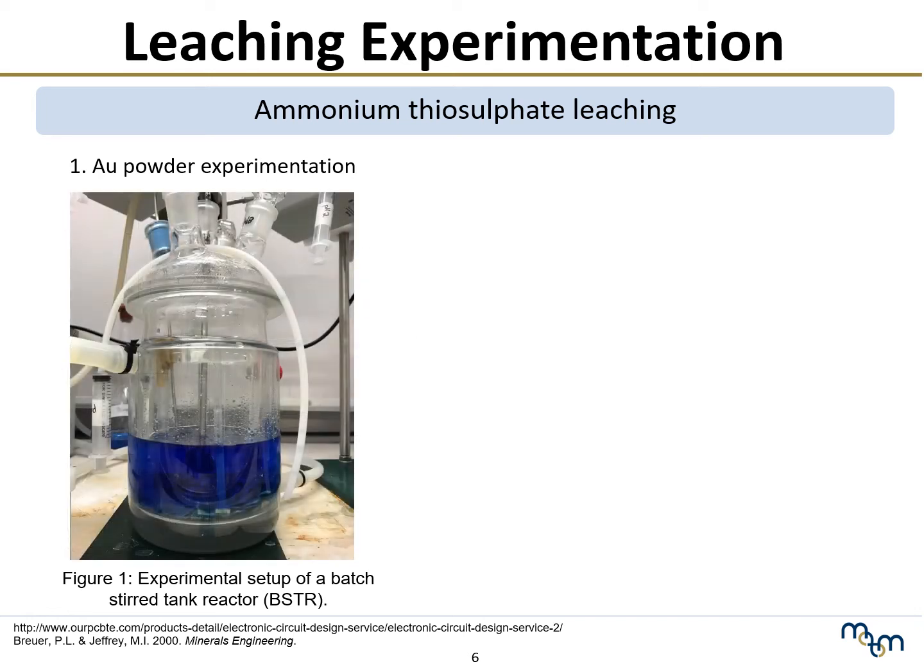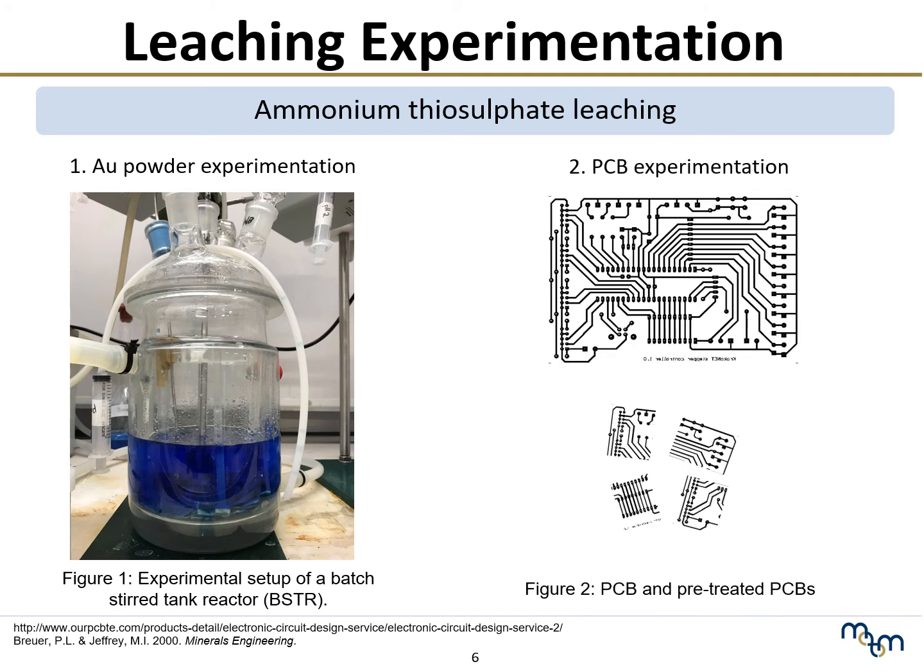Prior to leaching, the PCBs are cut for the purposes of fitting them into the reactor and enabling agitation to minimize mass transfer limitation. Leach tests were conducted in the thermostated jacketed BSTR shown here as Figure 1, and was controlled at a temperature of 25 degrees, pH of between 9 and 10, and at 1 molar and 0.5 molar ammonia and ammonium thiosulfate concentrations, respectively.